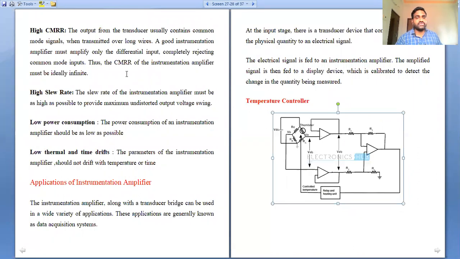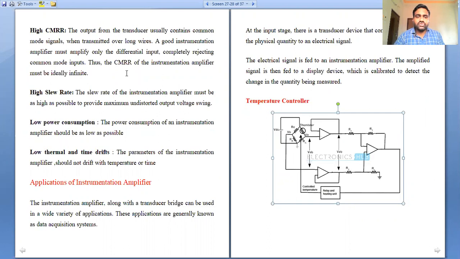So coming to the next discussion, that is high CMRR, common mode rejection ratio. The common mode rejection ratio has to be very, very high, such that the common mode signal will be eliminated. So the operational amplifier will take only the differential input, and the voltage gain will be finite and maximum.